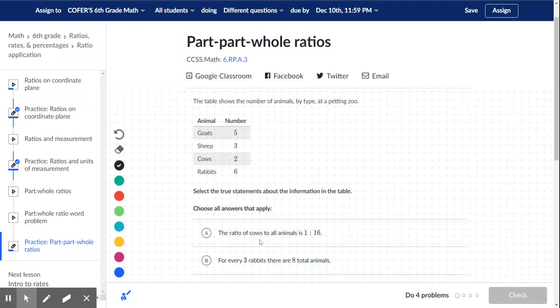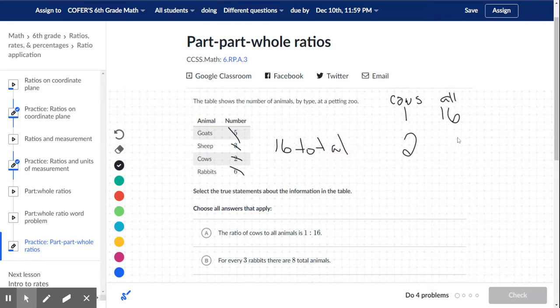The ratio of cows to all animals is 1 to 16. I don't know because I don't know how many animals it is in all, but they said the cows to all is 1 to 16. Well, right now I see that there are 2 cows, so unless there are 32 animals in all, this thing is real suspicious. Let's add it up. 3 plus 2, that's 5, and 5 plus 5 is 10. 10 plus 6 is 16 animals total.